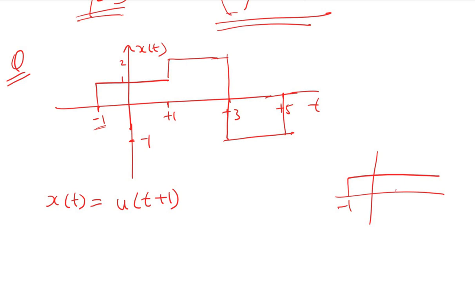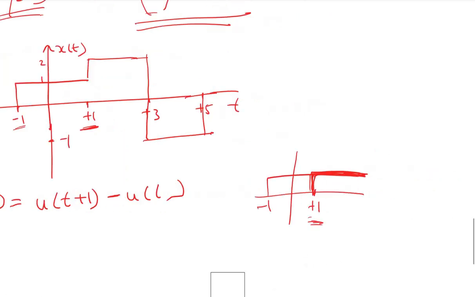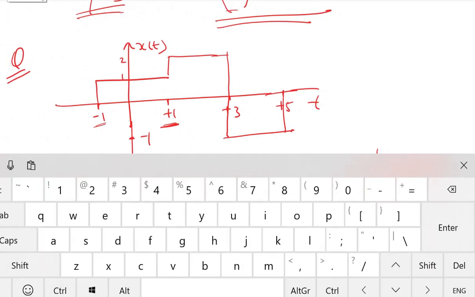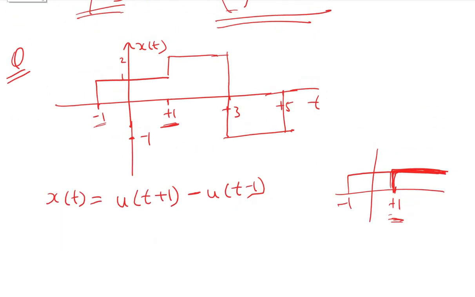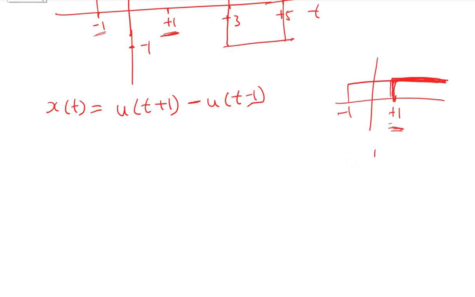But we need to stop this signal at +1. You can see over here the signal spans till +1. So we need to stop the signal at +1. So what we'll do is we'll subtract another unit step function from this function, and that will be again a shifted unit step function. So it will be minus u of t minus 1, right? So when we subtract these two, we are left with something like this, right?